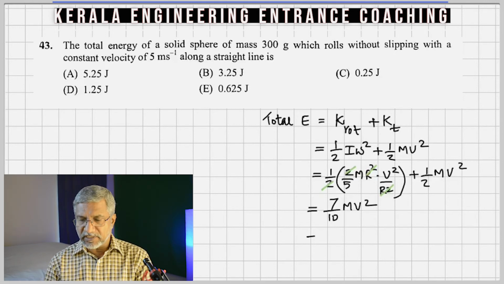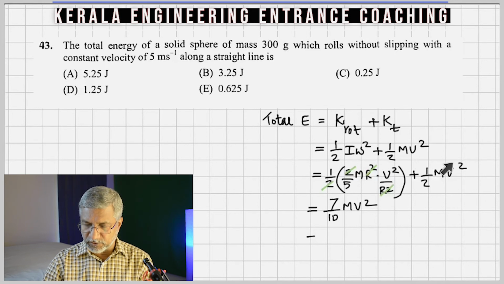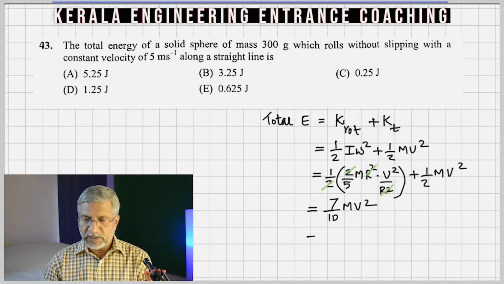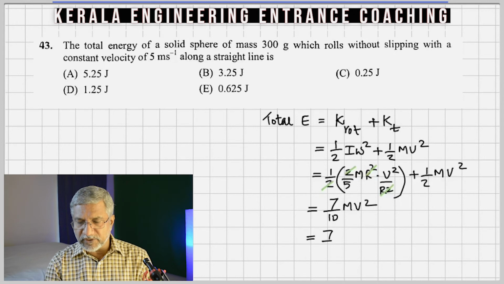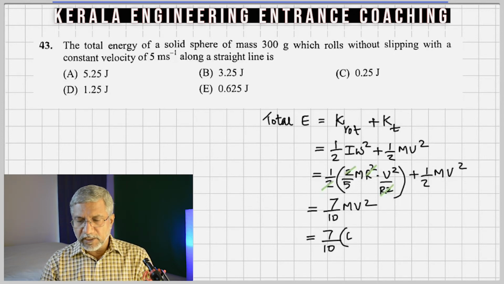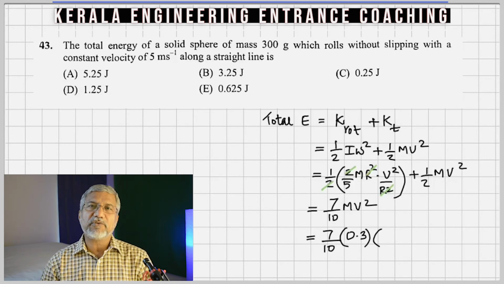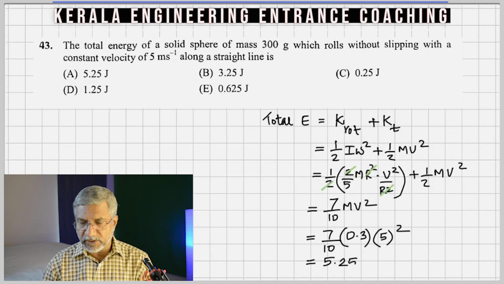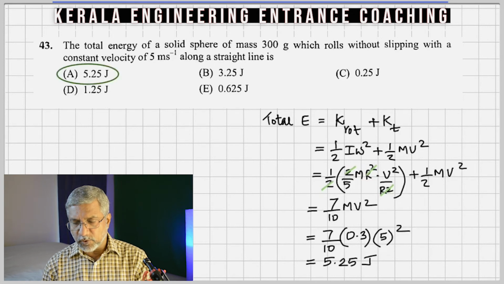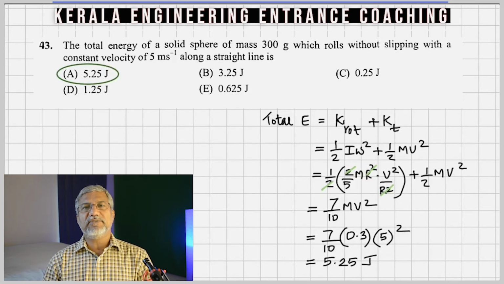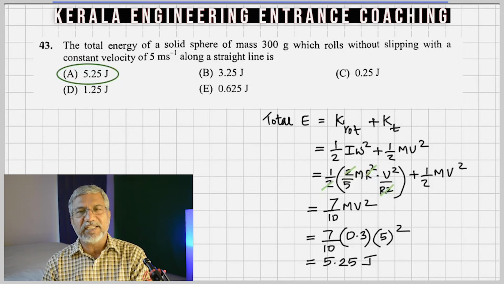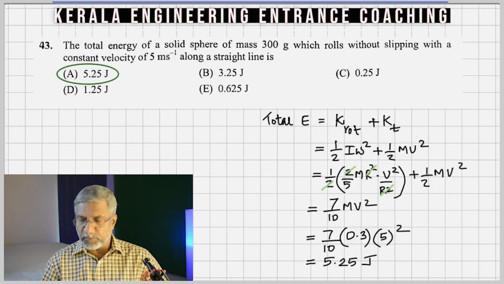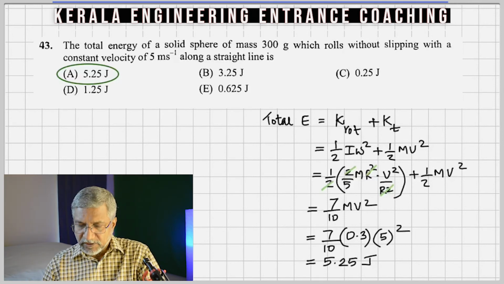Yes. So 7 by 10 mv squared. You see that common there. So now we know whatever is given: the mass is 300 grams, so that's 0.3 kilogram. Velocity is 5, so that's 5 squared. Therefore, the total energy is 5.25 joules. All right, so you have to know it has both rotational kinetic energy and linear kinetic energy. Let's do a couple more in this part.